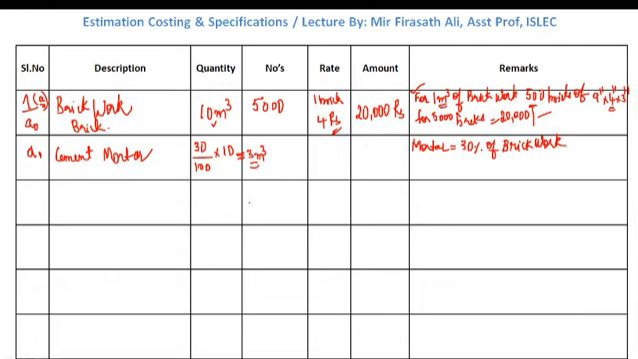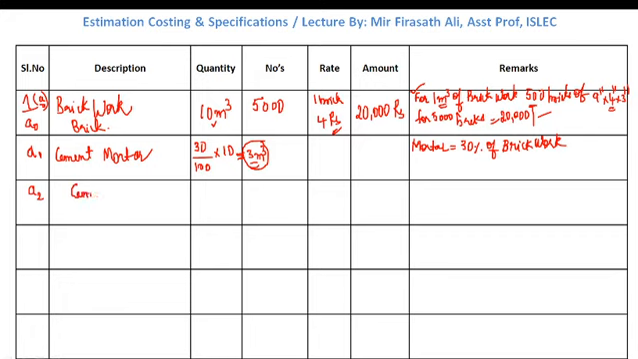In this 3 meter cube we require cement and sand, and we also need to include mixing charges and labor charges. Now let us go for A2. In the cement mortar, we have got 3 meter cube of volume.